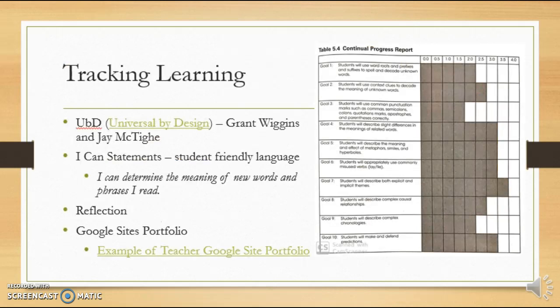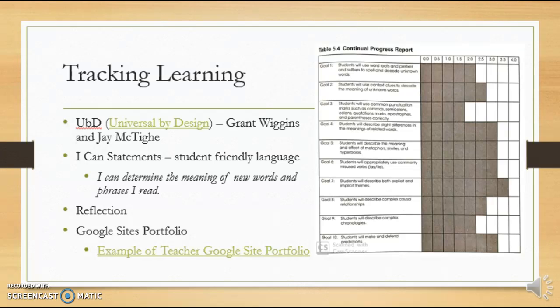In order to track their learning, students must know where they are going, where they are right now, and how to close the gap between the two. The best examples of this can be found in the Understanding by Design Framework by Grant Wiggins and Jay McTighe, included in the link here.